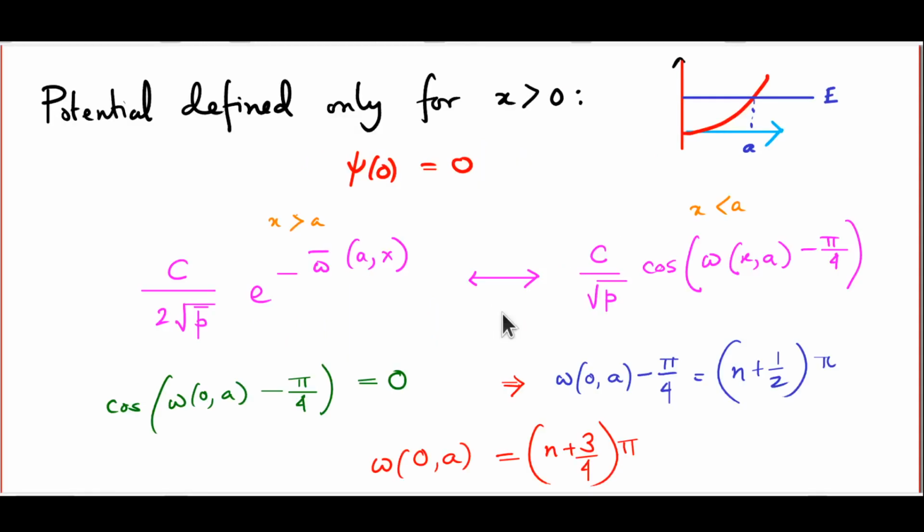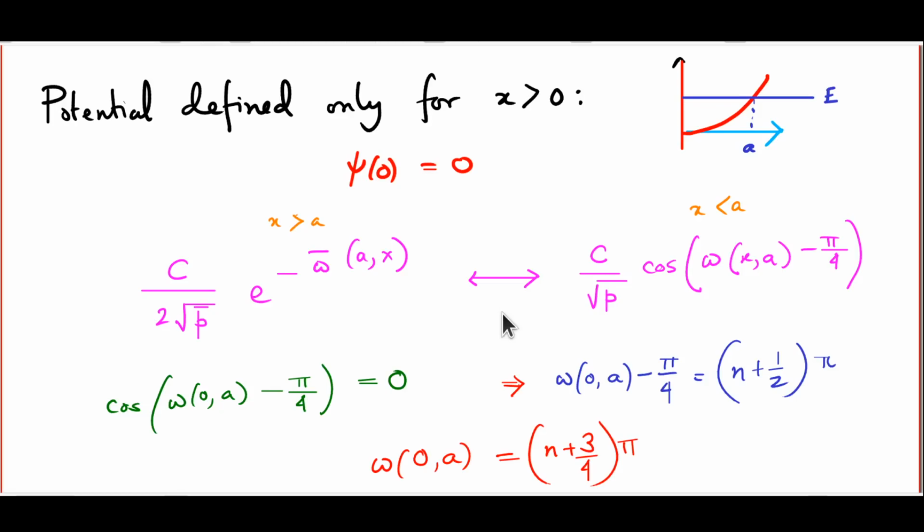Let us quickly discuss a situation where the potential is defined only for positive x. You have solved problems like this before. For example, you have talked about a harmonic oscillator, rather a half harmonic oscillator, where the potential energy is half m omega squared x squared for positive x, but infinitely large for negative x, which essentially means that in all such problems, the wave function vanishes at the origin.